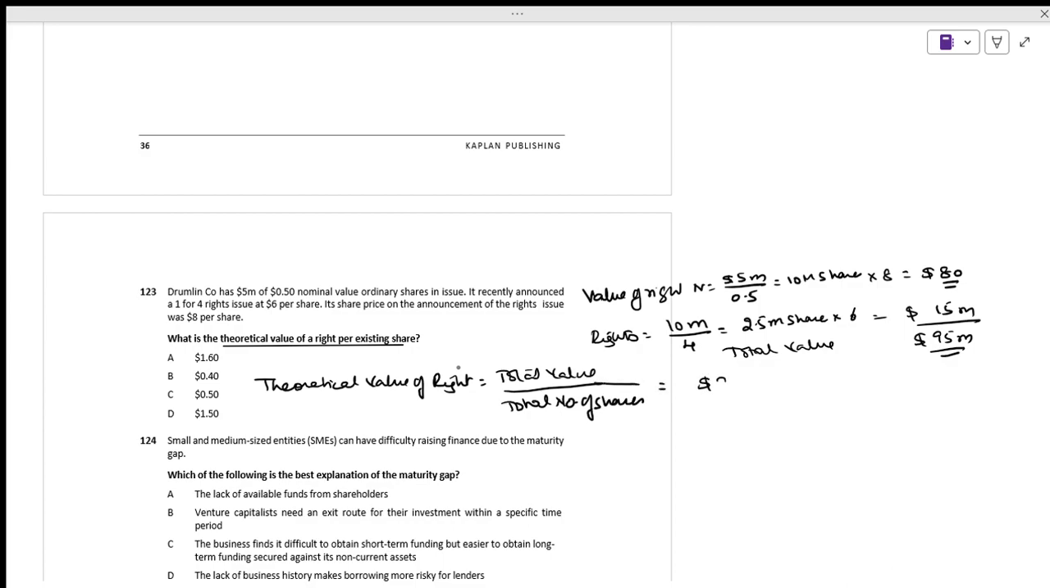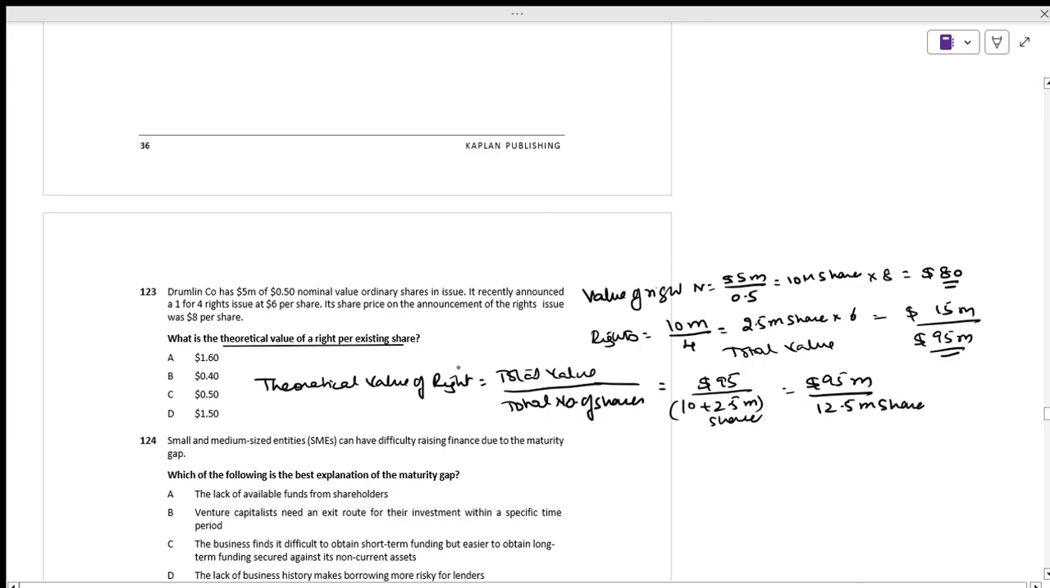How much is the total value? 95 divided by how many shares are there? 10 million plus 2.5 million shares. It comes to 95 million divided by 12.5 million shares. 95 divided by 12.5 comes to almost 7.6.